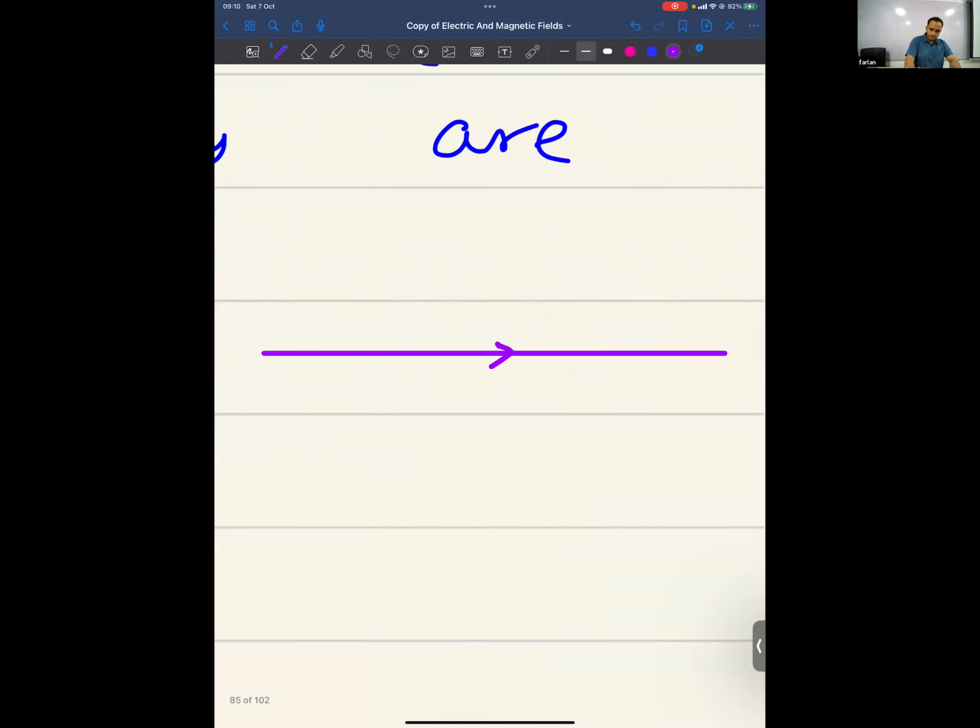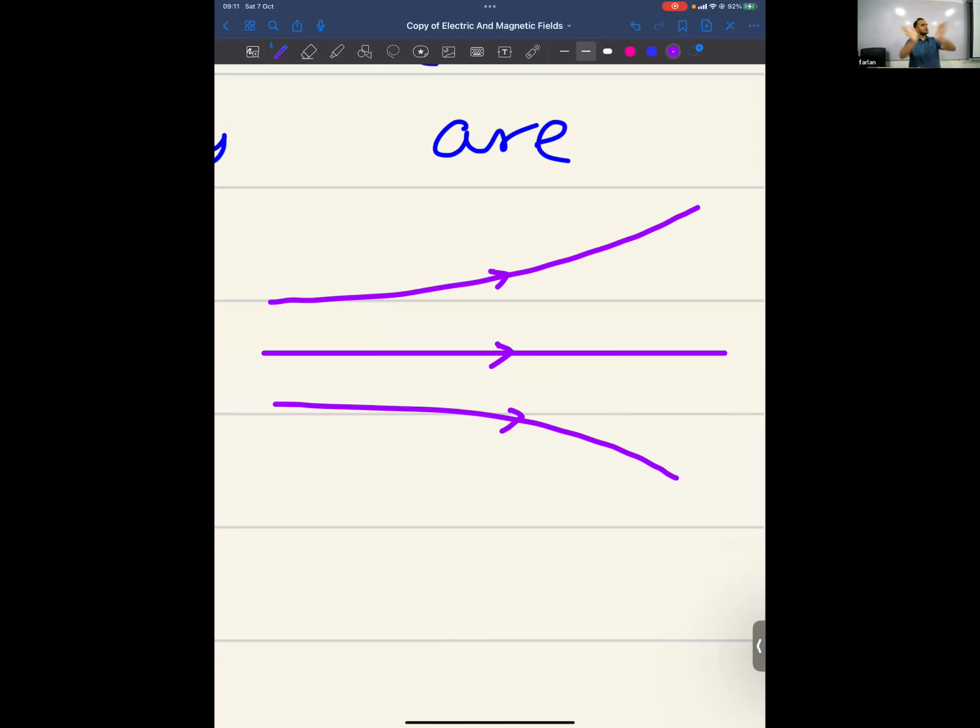A small percentage is deflecting, which means there should be something in the middle here. There should be something positive, which is making the alpha particles go away. Okay, that gives you a slight idea. There is something in the middle which is positive, because we know that alpha particles are also positive.